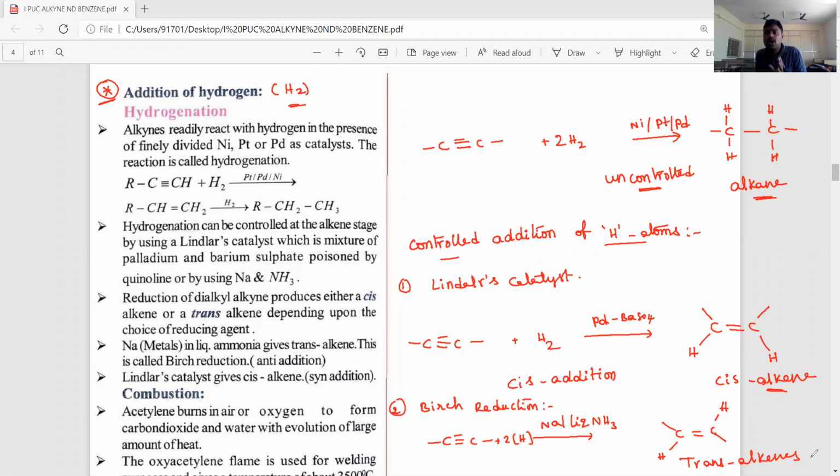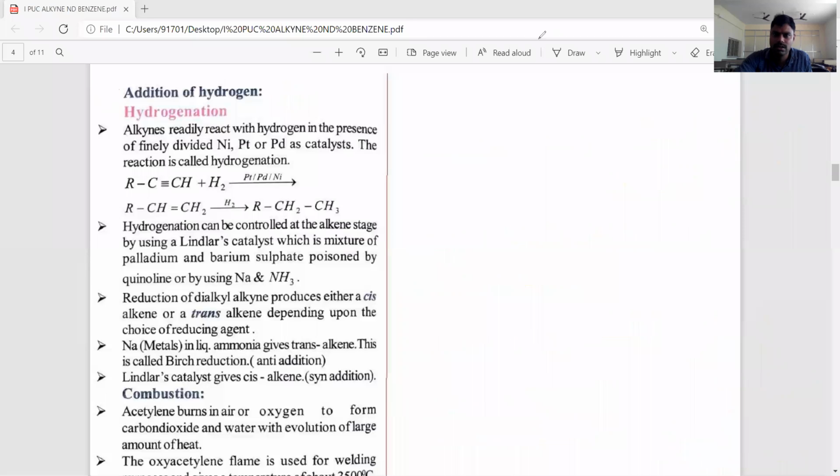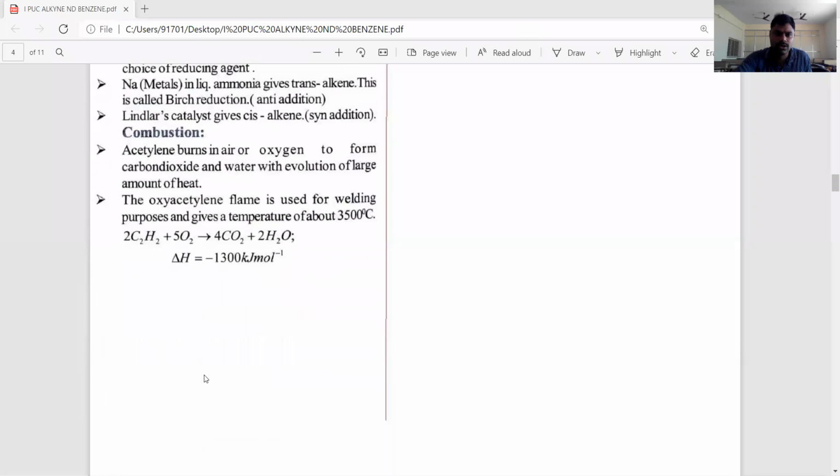These two are controlled addition of hydrogen atoms, or controlled reduction reactions. Understood, ma? Yes. These two we already discussed in a previous chapter. Yes, listen, the next important chemical property is combustion of alkynes. Combustion of alkynes means alkynes upon oxidation in the presence of oxygen undergo complete combustion.